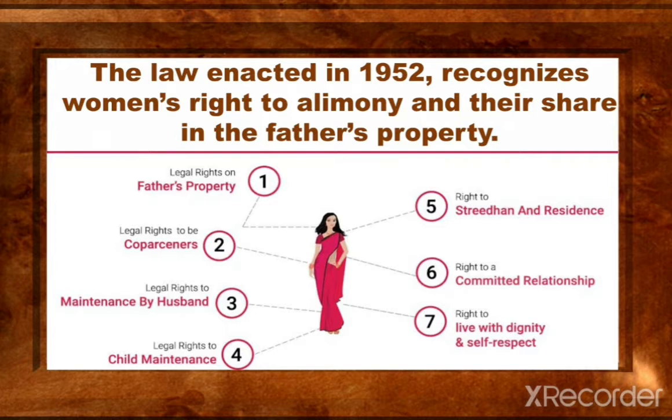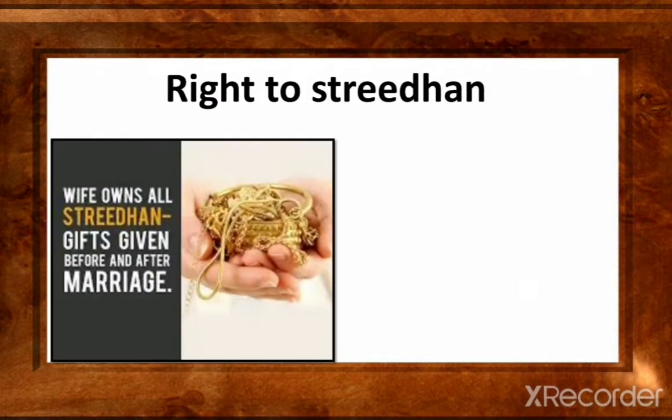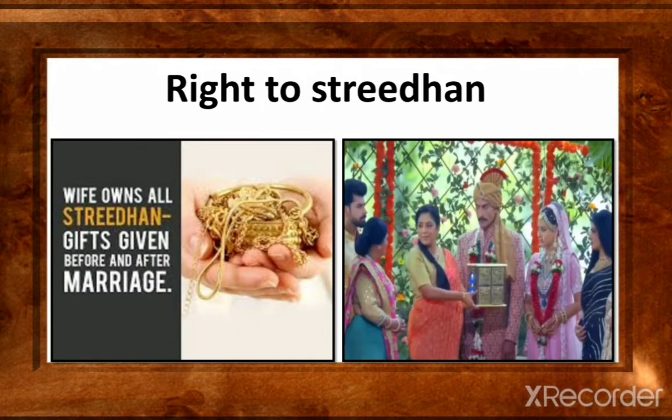Even a married woman has the right to a share in her father's property, just like a son. Now next is the right to Stridhan. A woman has the right to Stridhan also. That means whatever gift she has got during the marriage, before or after, from her in-laws, friends, guests, or from her parents is called Stridhan. It can be in the form of gifts or gold.